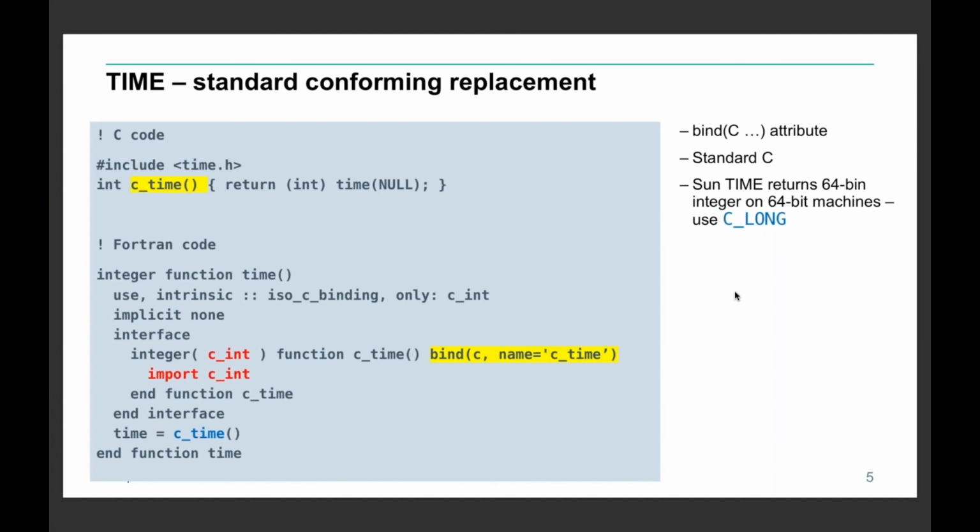The only situation where this might not work is, as far as I could see, Sun Oracle time returns 64-bit integers, so you'll need to use C long there. Otherwise, this is a standard replacement. Not that hard to do and makes your code portable.